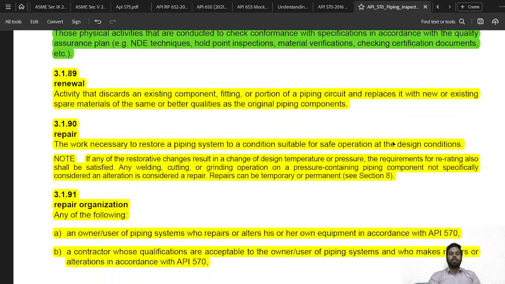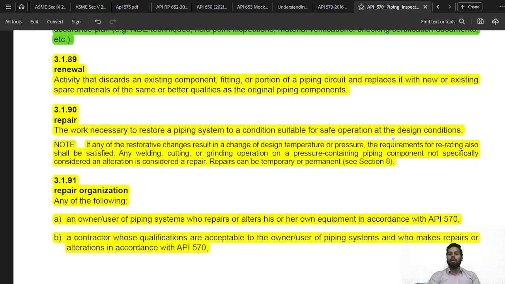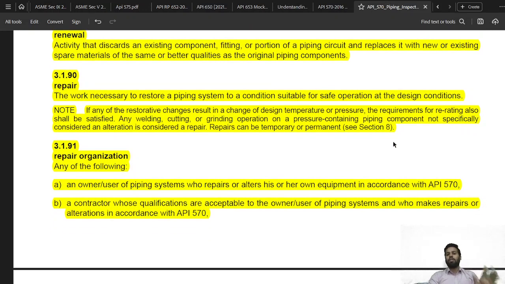Renewal: activity that discards an existing component, fitting or other portion of the pipe circuits and replaces it with a new or existing spare material of the same or better qualities as the original piping components. Repair: work necessary to restore the pipe to a condition suitable for safe operation.